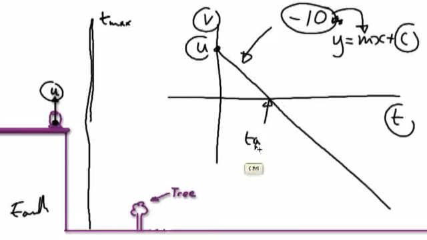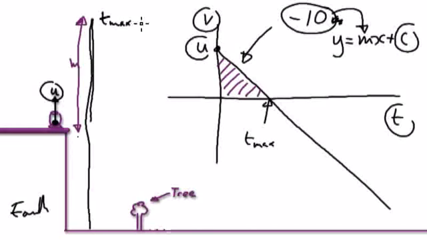T max is here, and this area here represents the height of this thing. So it represents the maximum height, not T max, and it will be in meters. T max will be in seconds. So this area here represents the height. But on the way down, if it takes T max to get to the maximum height, then this distance here will be 2 times T max.